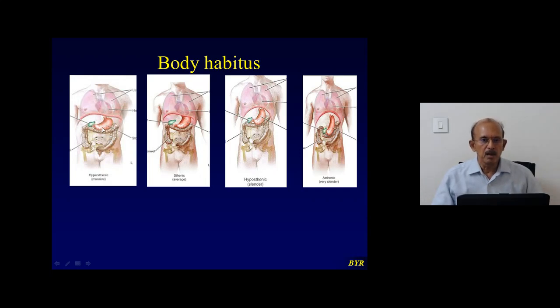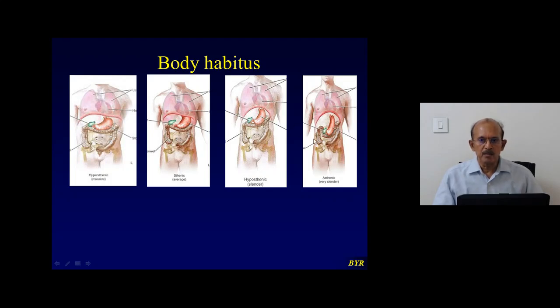In these people, you can notice that the stomach is situated very horizontally. The transverse mesocolon is very short, so the transverse colon lies very high. So all the bowels are there mostly in the pelvis.